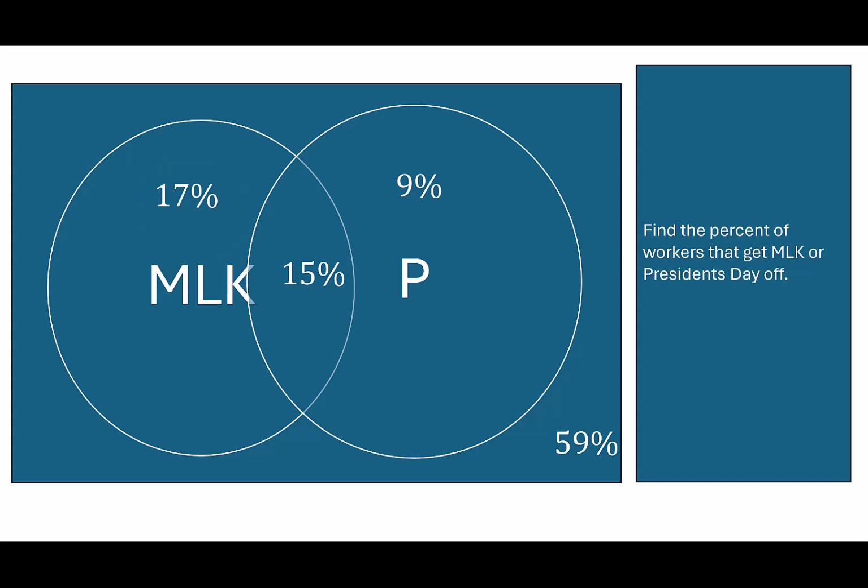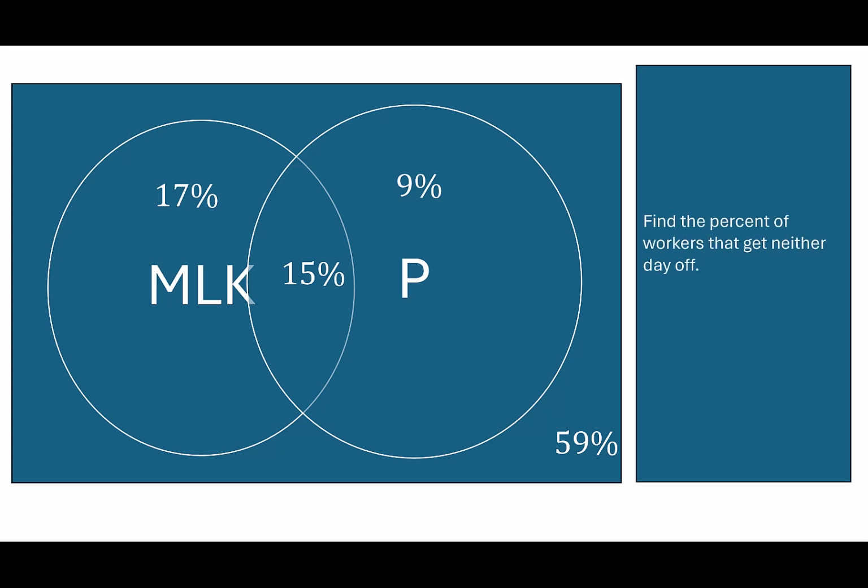Next, we want to find the percent that get MLK or President's Day. So that means anybody in the MLK circle and anybody in the President circle should be represented in this OR. We need to add our 17%, 15%, and 9%, which is 41%, like we found before.